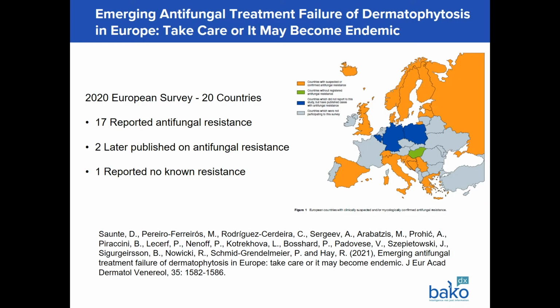And if we go to this European study in 2020, they looked at 20 countries, and they found out that 17 of those countries were having antifungal resistance. 2 did not respond to this study, but published their own data separately that showed antifungal resistance, and only 1 reported no known resistance. You can see the countries in orange did report antifungal resistance. Germany and Poland didn't respond to that study, but they had their own data on antifungal resistance. And it looked like only Hungary reported no known resistance.